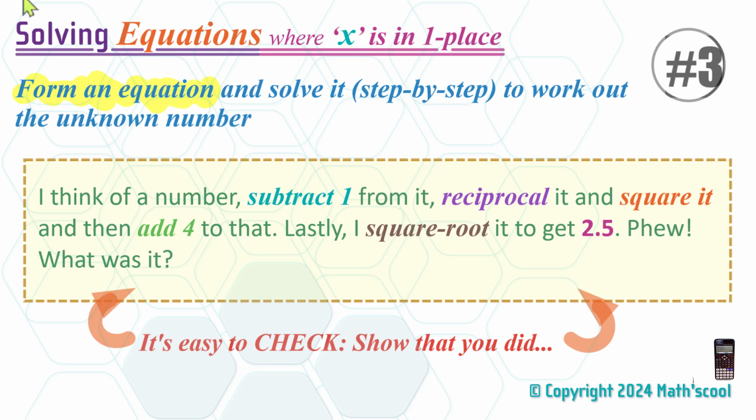So this is your last question. This is your question 3. Think of a number. Subtract 1 from it. Not subtract it from 1. Subtract 1 from it. Reciprocal it. Square it. And then add 4. Lastly, I square root it to get 2.5. What was the original number? Okay, so form your equation, solve it, and then just check to see if it works.